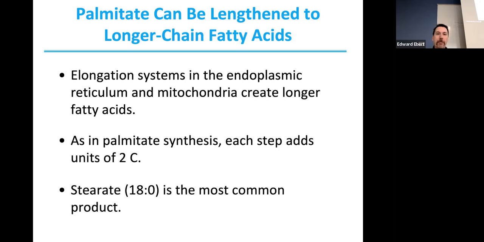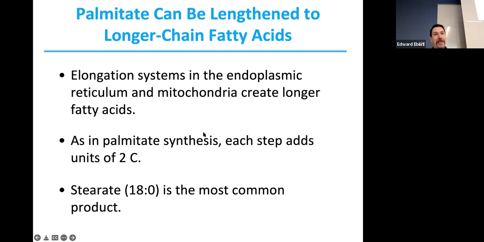There are ways to lengthen palmitate to longer chain fatty acids. These elongation systems are found in the ER, and some in the mitochondria. It's like, wait a minute, didn't we just say we don't send the fatty acids? Yeah, everything's a lie. But we're going to focus mainly on the ER version of this, and we're not going to focus on it very much at all.